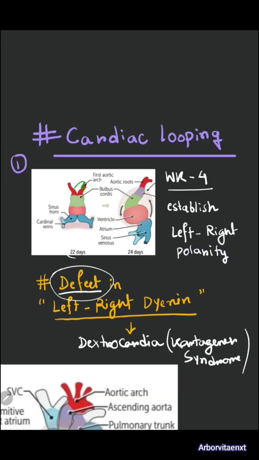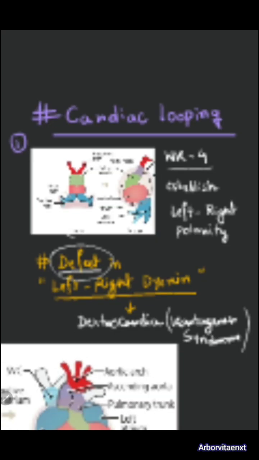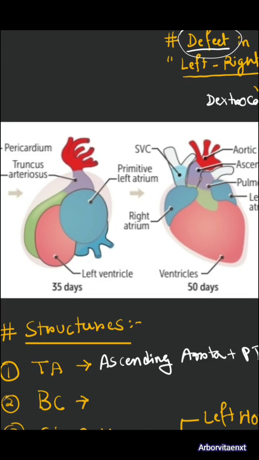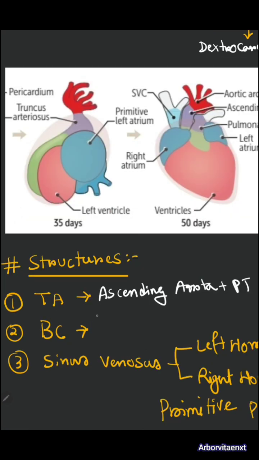Our next structure is the bulbus cordis, this area, turning into this. Now let's see where it is. You can see the bulbus cordis here and here. As we see in the picture, it gives rise to the smooth outflow tract of the left and right ventricles, of both of the ventricles.